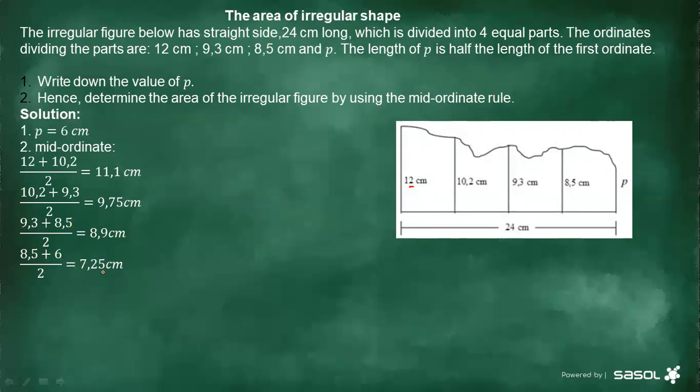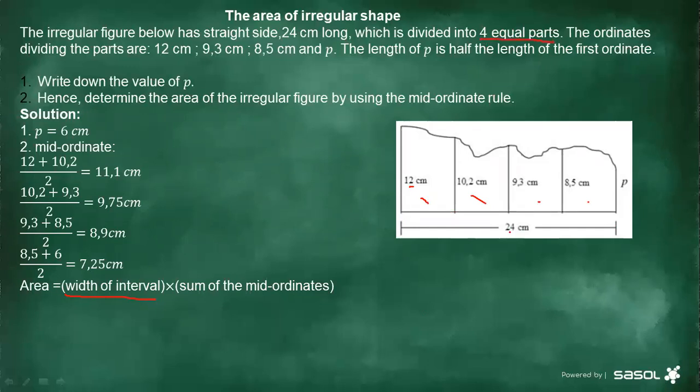So those are the mid-ordinates. After determining the mid-ordinates, you write the formula. And then the problem is the width of the interval. You are given the length, which is 24 centimeters. Now, in order to get the width of the interval, you count how many spaces we have between the ordinates. We have 1, 2, 3, 4. We have 4 equal parts.